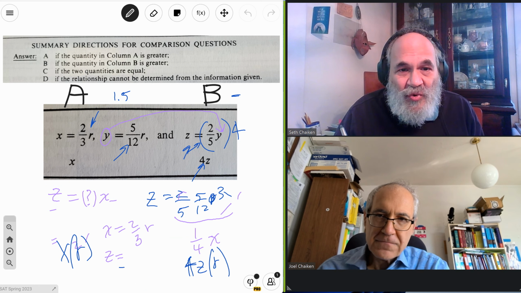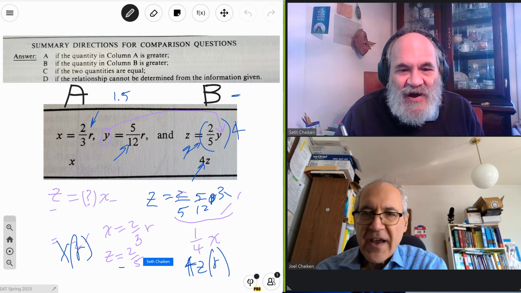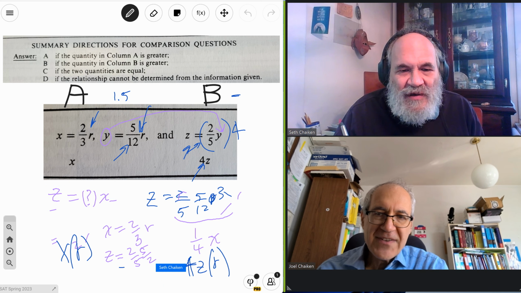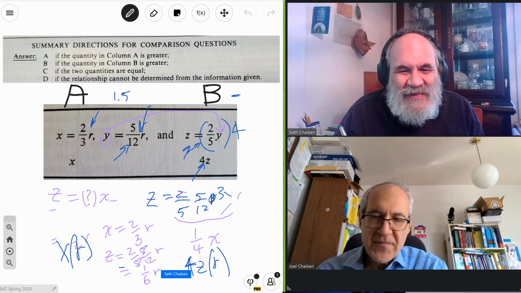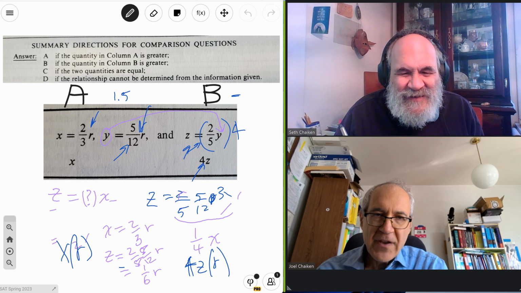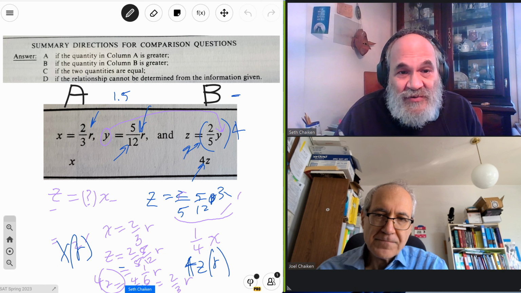Z is equal to 2/5 Y. But Y is given as that function of R, which is 1/6 of R. And then they want 4Z. And then you calculated 4Z. Right. So 4Z is equal to 4/6 of R, which is 2/3 R. And you got 4Z is equal to X.